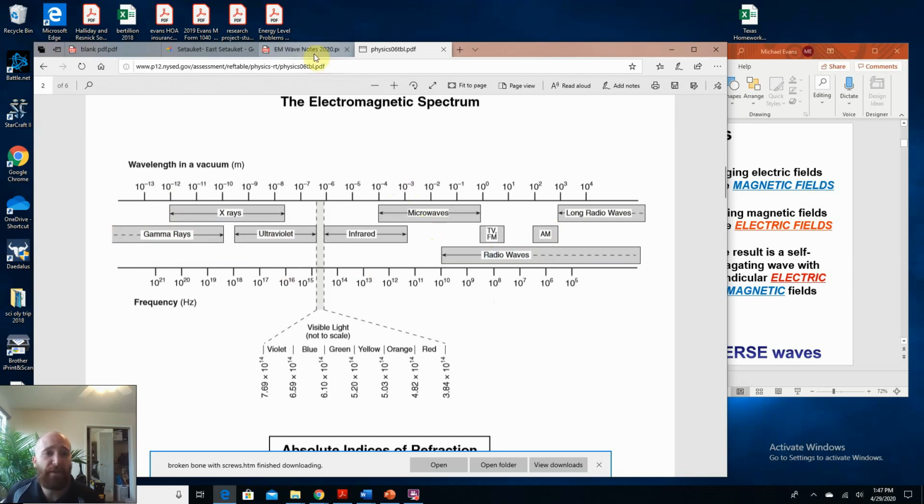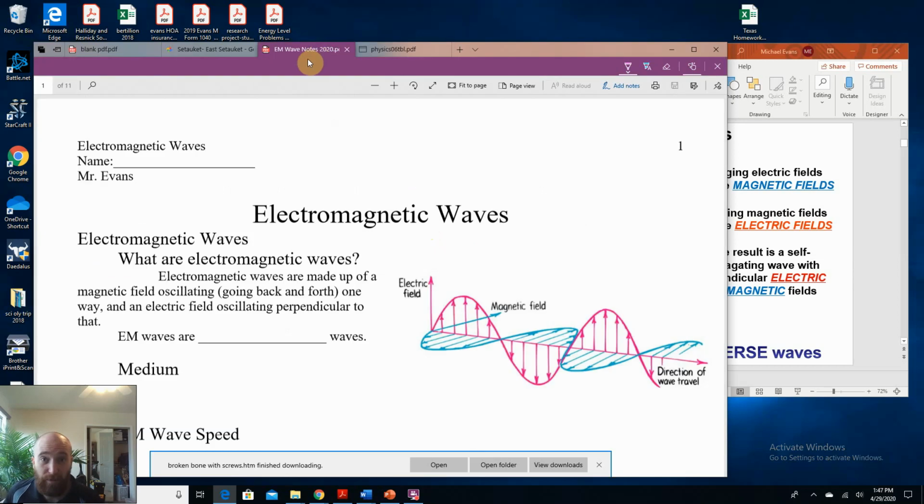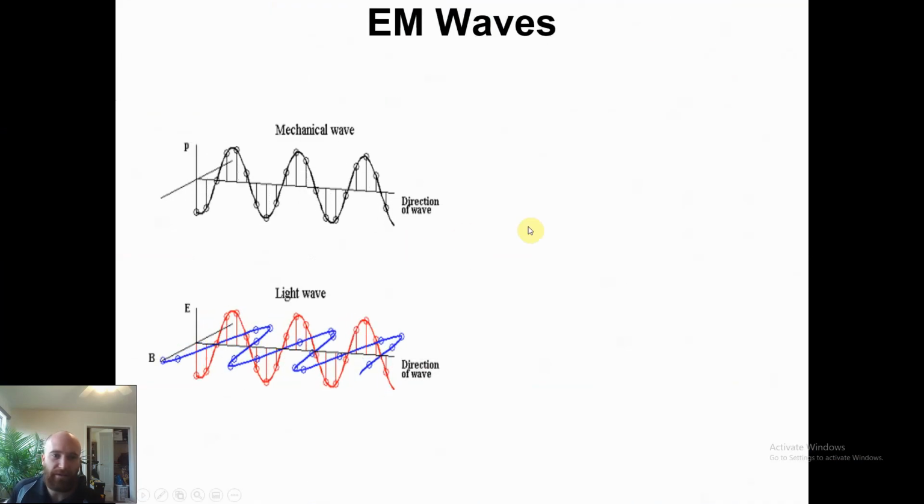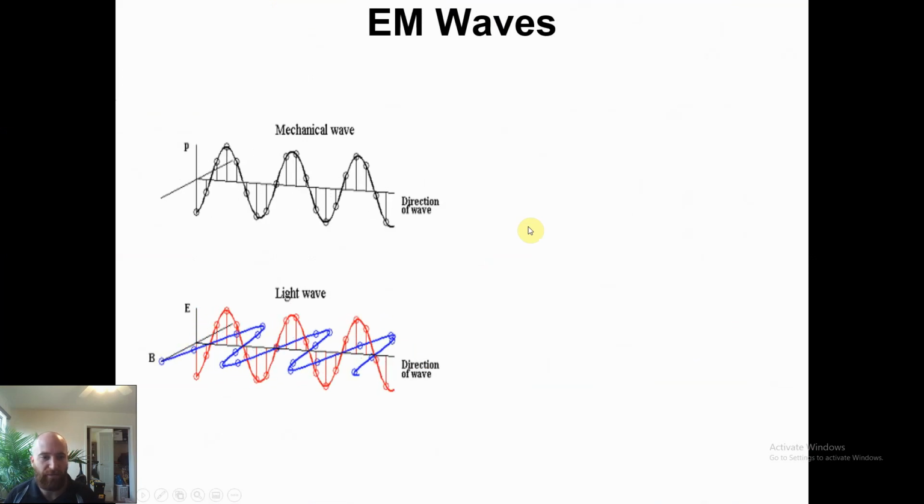But what actually are these electromagnetic waves? The answer to that is not simple, so I wrote it out for you. They are made up of a magnetic field oscillating, which just means going back and forth, one way, and an electric field oscillating perpendicular to that. So it's an electric field and a magnetic field, an electromagnetic wave, that's where it comes from. This is a picture of one that's not moving. It's a little easier to get an idea if we look at something like this.